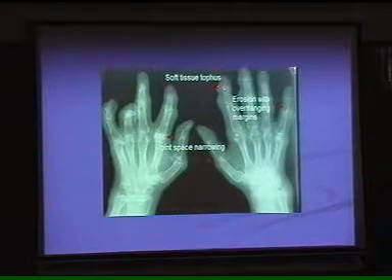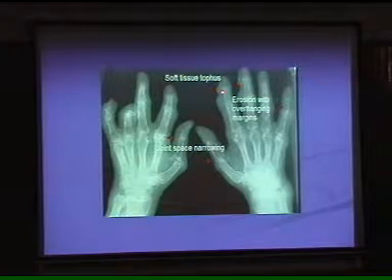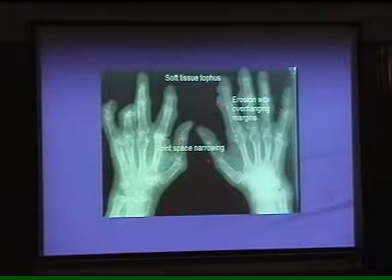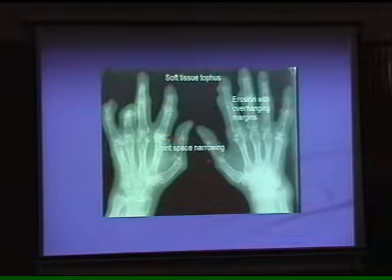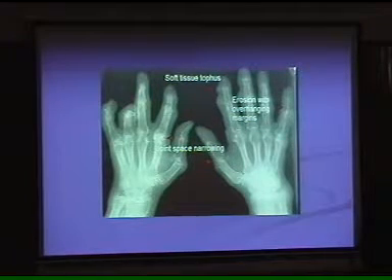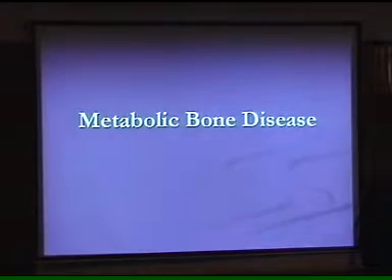Again, erosions you can appreciate. They are not bilateral. Look at this side is normal, this side is swollen, this side is swollen, this side is normal. So these soft tissue swellings are eccentric and not symmetrical bilateral.